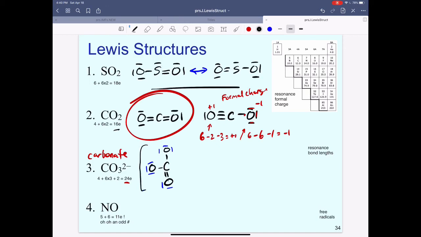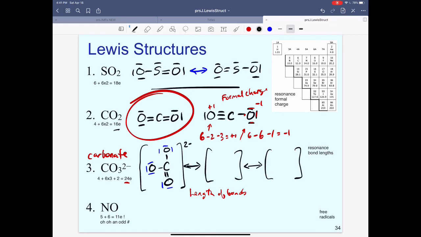Seeing that it's an ion, it would be best if we put it in square brackets and show the charge outside. Now you can see I drew the double bond there. The double bond could equally be here, or the double bond could be over here. So if the question asked you explicitly to draw resonance structures, or you were asked something about length of bonds, you would want to draw two other resonance structures, connecting them with double arrows.